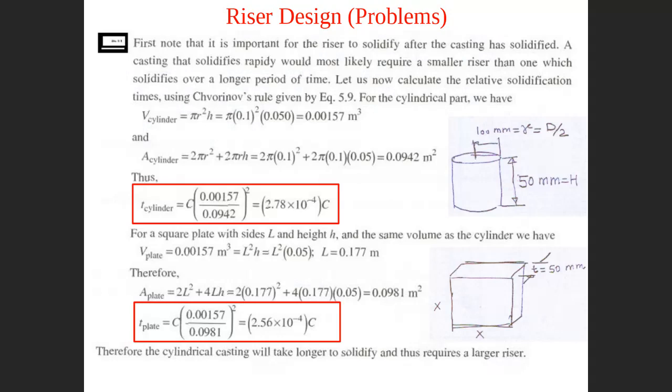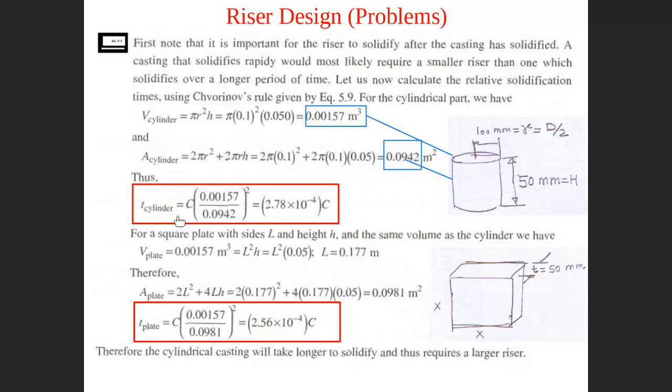Then you apply an equation. In the first case, this is the riser. You get the volume of the riser. This is not the riser, this is the cast one. This is the volume of the cast one, and this is the surface area of the cast one, based on the dimension.